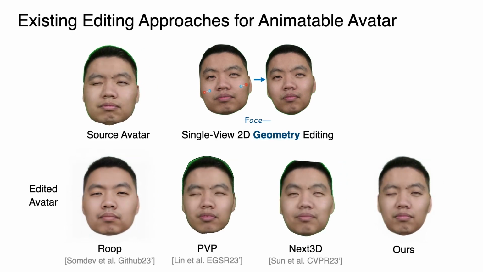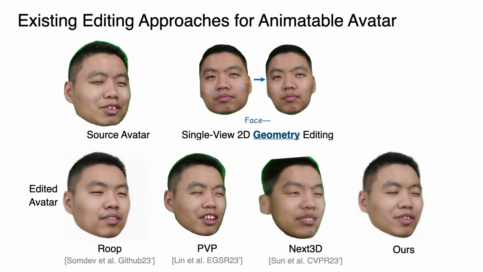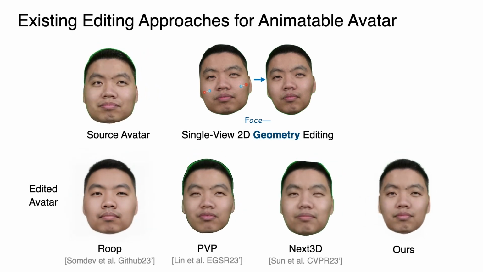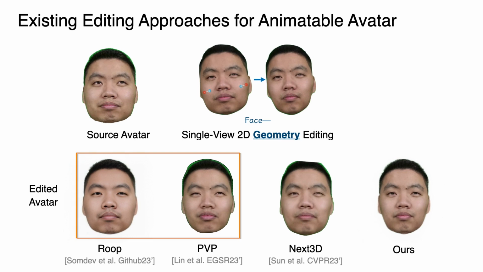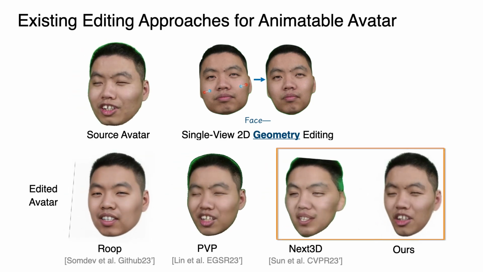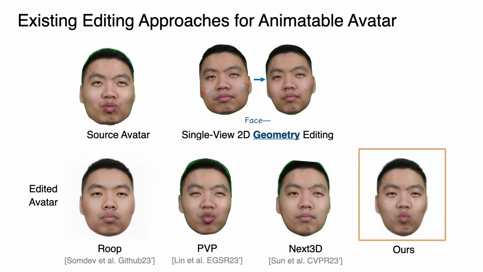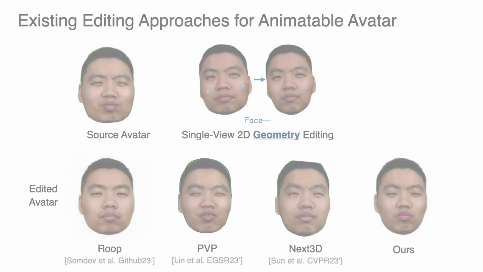We take two editing cases as examples. For geometry editing, we reduce the width of the face in a single image. ROOP fails in presenting the reduced face. PVP cannot reach the same editing magnitude as the edited image, and Next3D has a significant identity shift with varying viewpoints. In contrast, our results are consistent with the edited image across different expressions and viewpoints.